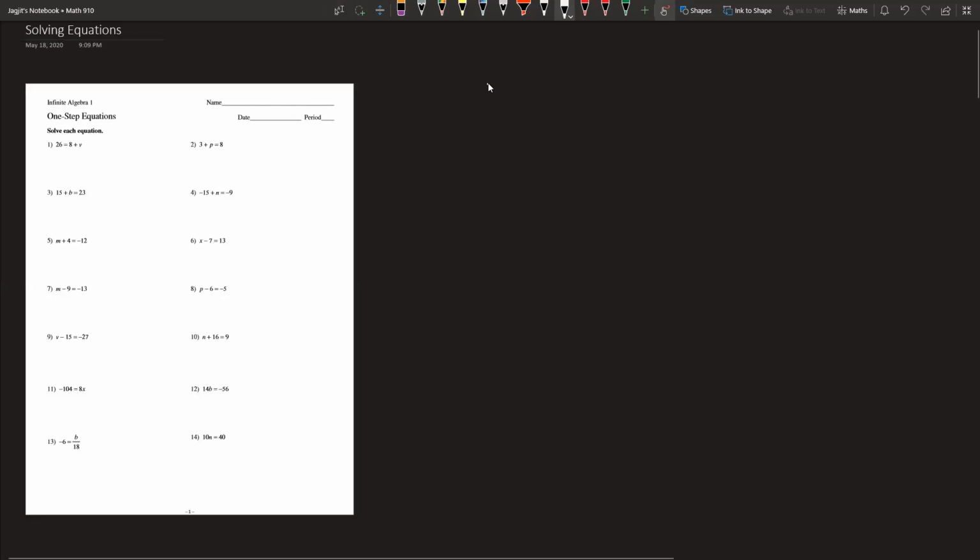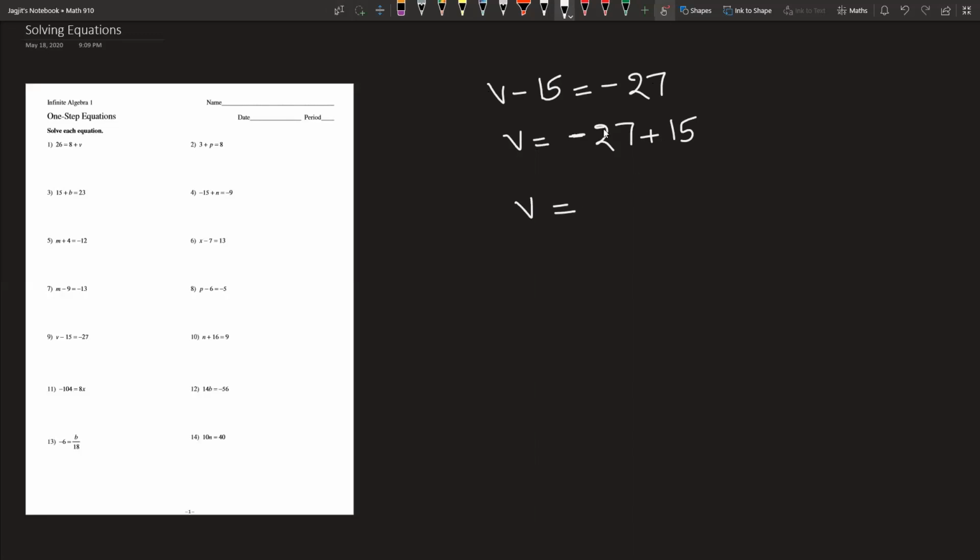Now, what if I give you V minus 15 is equal to minus 27? So what's your V going to be? That's going to be minus 27, right? This minus 15, when it comes to this side, it's going to become plus 15. Does that make sense? Now, tell me, do they have same signs or different signs? Different. So just do bigger number minus smaller number. What's 27 minus 15? 12. But what's the sign of the bigger number? Negative. So you just put the negative.